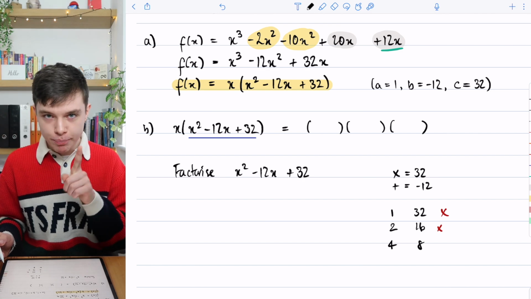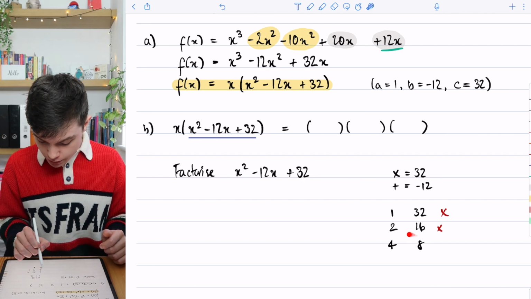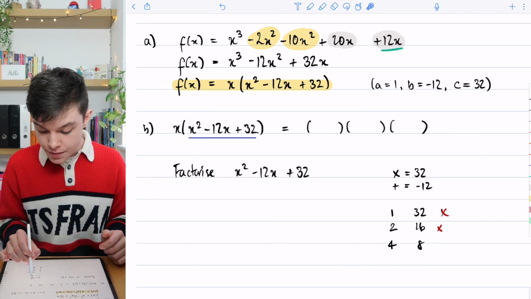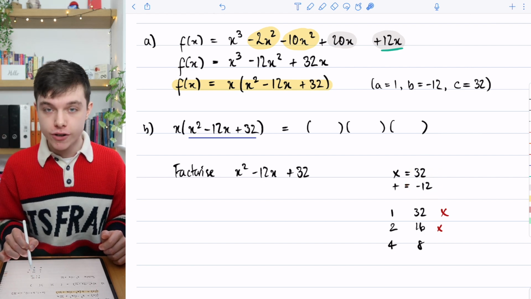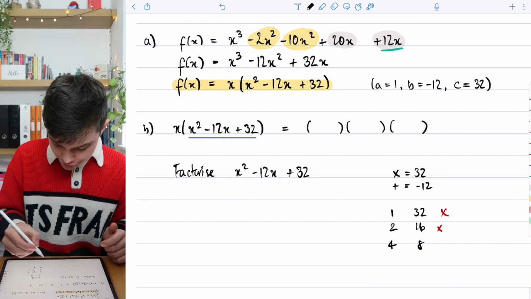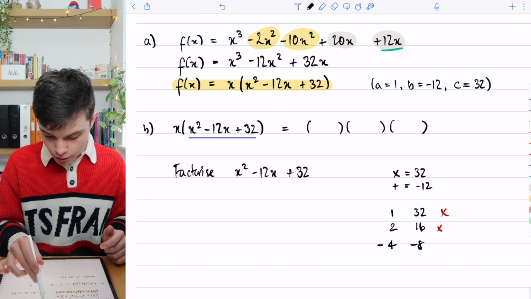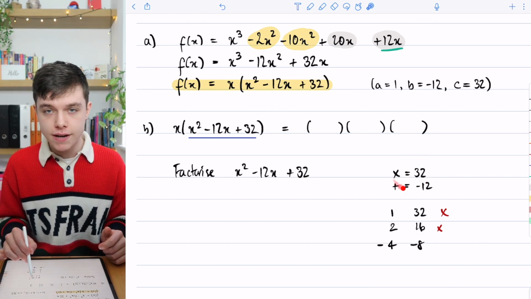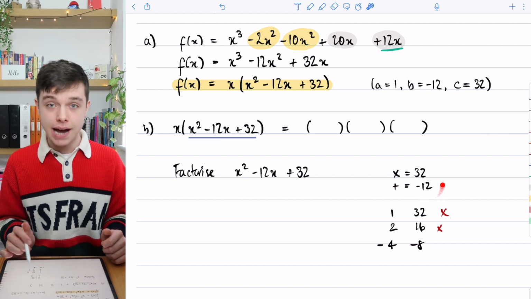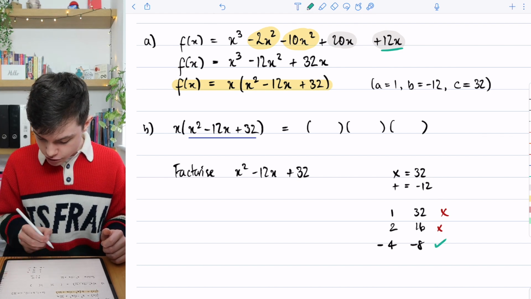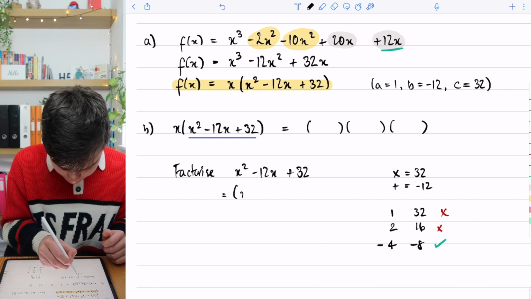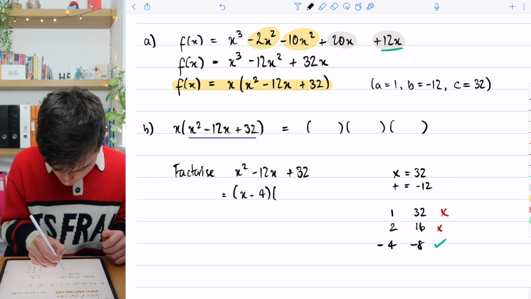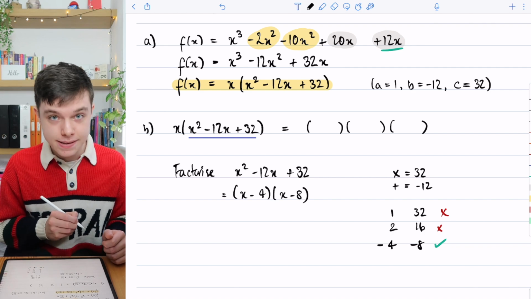Now, I'm just going to pause on that one. I can see that if we multiply those 2 numbers together, I will get 32, but adding them will give me positive 12. I want negative 12, so if I put a negative in front of both of those, I'll still get a positive when I multiply, but when I add, I'll get negative 12. So those are the 2 numbers that I'm going to use. So this is going to factorise to x minus 4, x minus 8, okay?